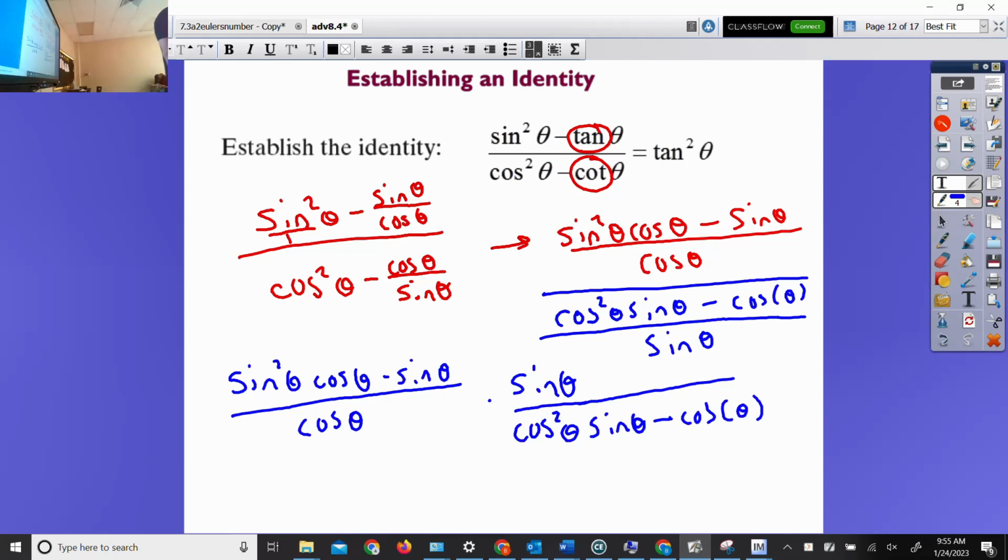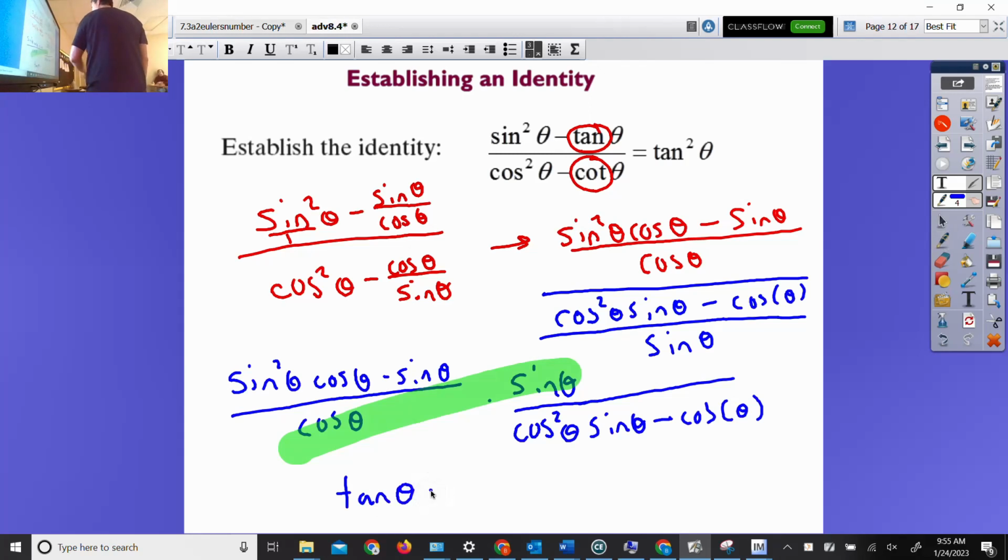Anybody see anything? Can you cancel out those cosines? What's that, Keely? Sine over cosine. Well, there's multiplication in here, so this is basically one fraction. It is sine over cosine, which is tangent. Getting close. So we have tangent times something.